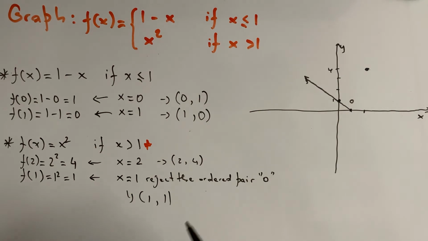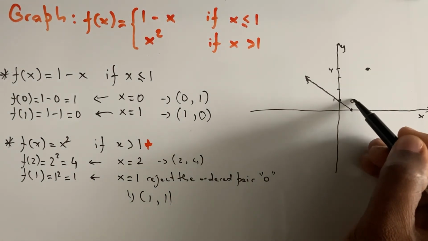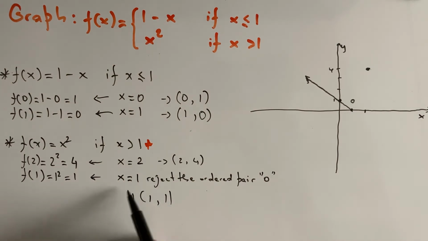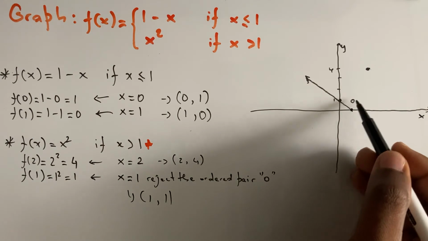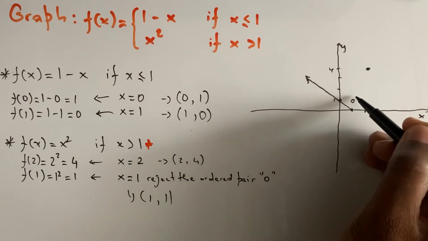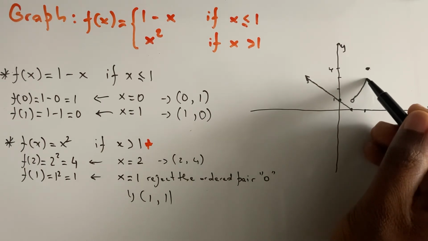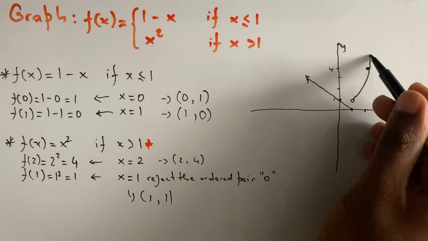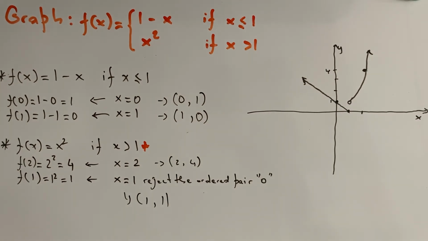So now what do you do to graph it? Well, you just need to connect. And that's why it's good to have this point, although you reject it by using an open circle. So this part is not part of the graph, but anything close to it is still part of the graph. So you just connect. Remember the U shape. This keeps going up, okay? All right. So this is how you graph a piecewise function.